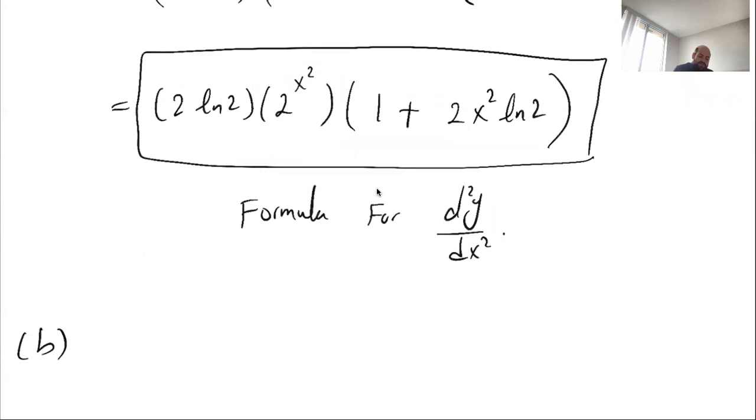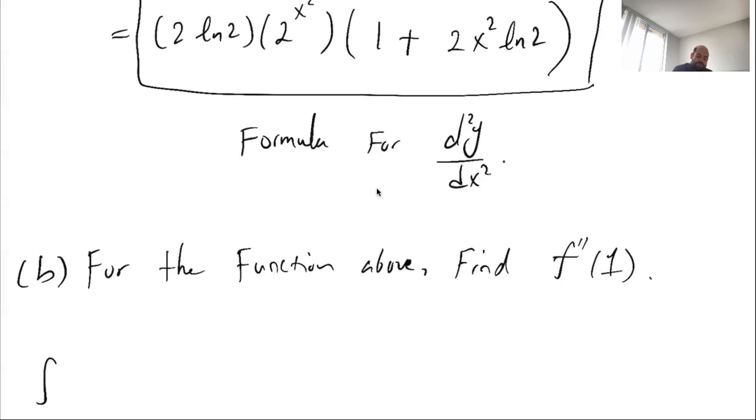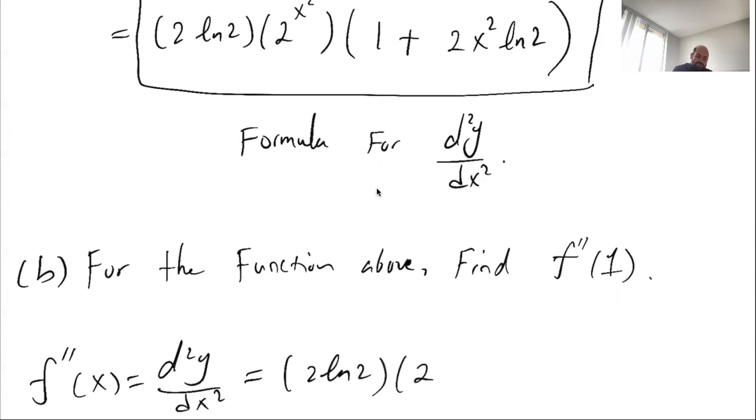Now part B for the function above. Find, let's say, f double prime of 1. So f double prime of x is the second derivative that is given here. So this is 2 ln2, 2 to power x squared times 1 plus 2x squared ln2.